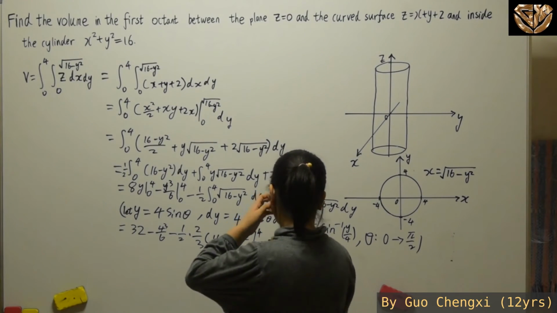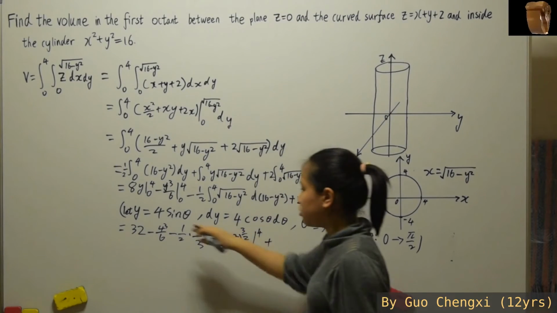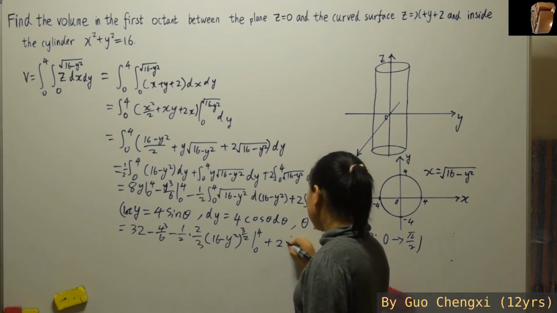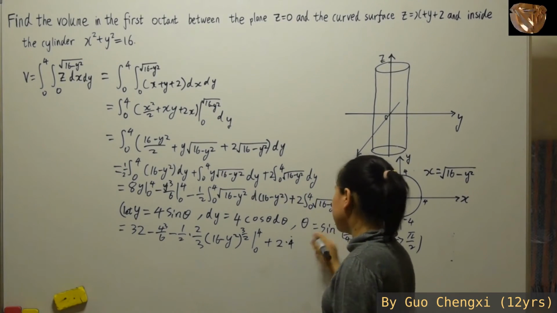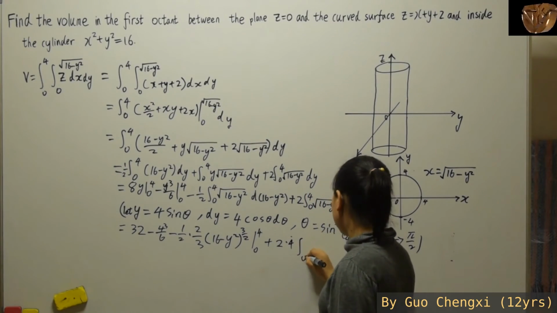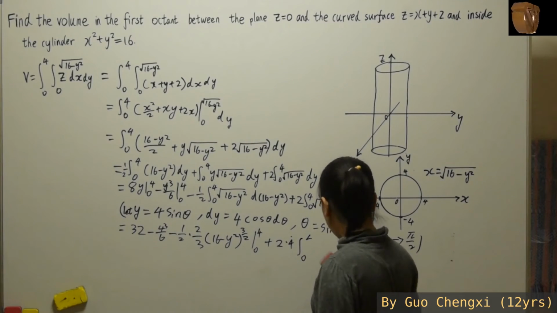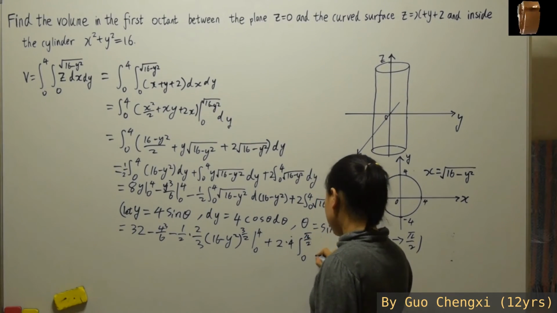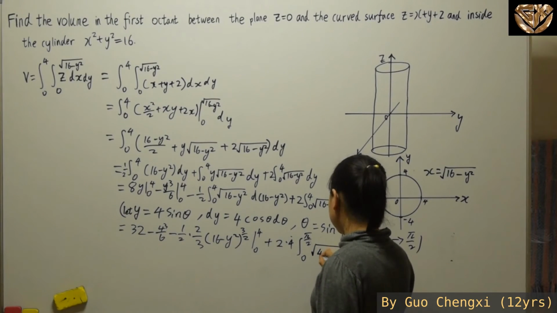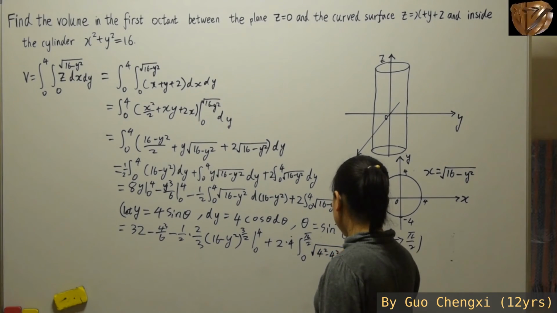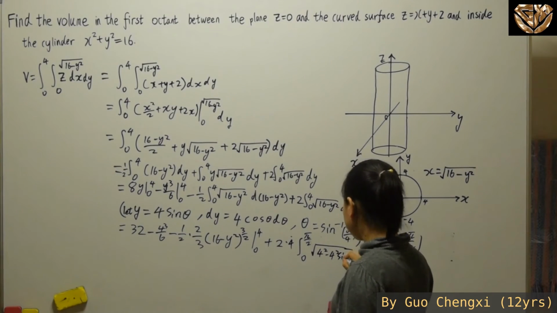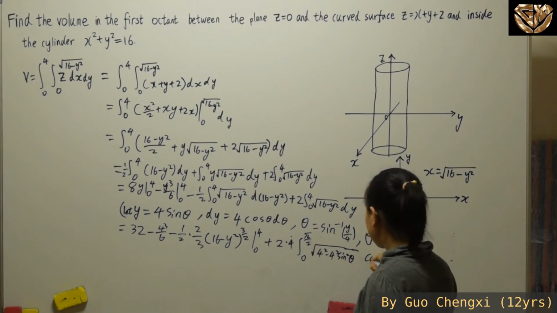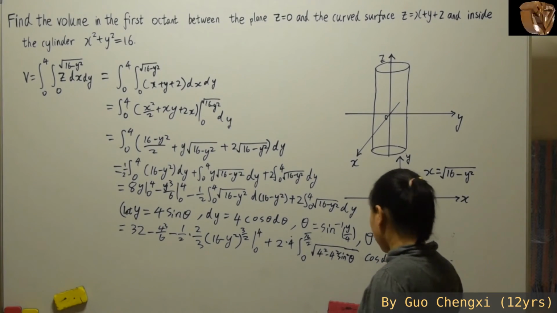Then for this part, what we're going to have here is that we're going to substitute this part in, and we will get 2 times 4 because of the dy over here. Then integral from 0 to pi over 2 square root of 4 squared minus 4 squared sine squared theta. Then we have our cosine theta d theta.